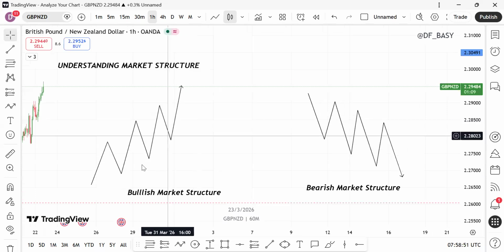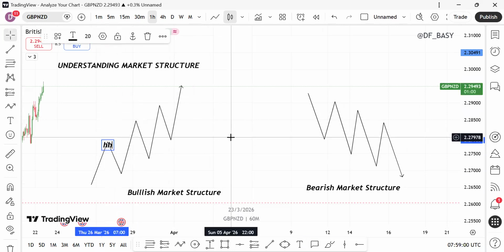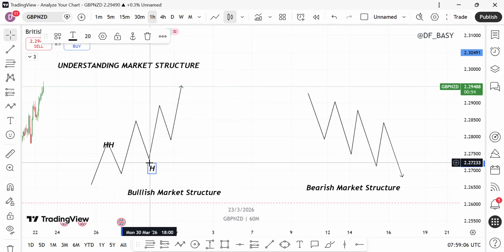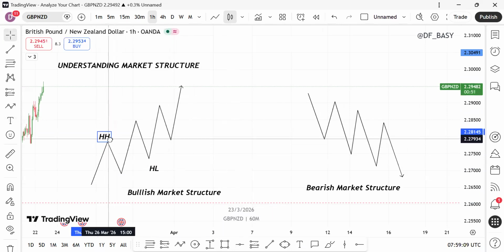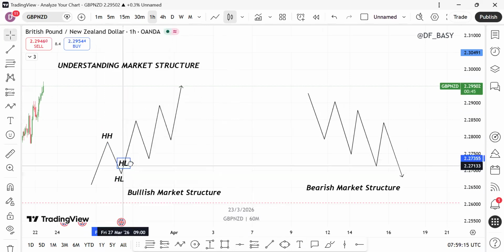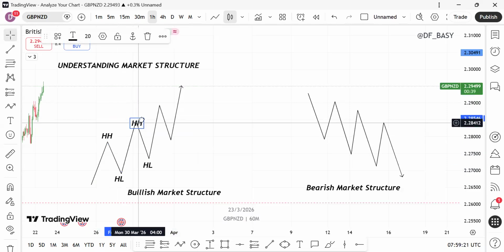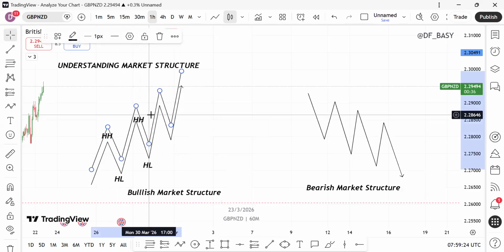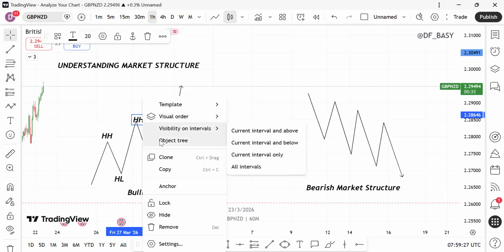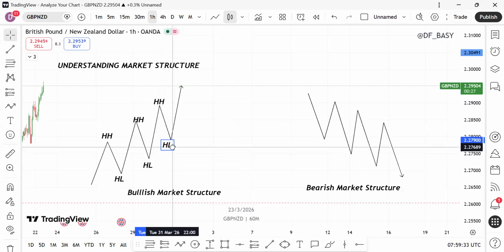Okay, so now let me explain why this is a bearish market structure and why this is a bullish market structure. In a bullish market structure, what do we see? We see the market creating a series of higher highs and higher lows. So I'm going straight from the basics down to the advanced. You have a higher low here, then you have a higher high, then another higher low, and another higher high over here.